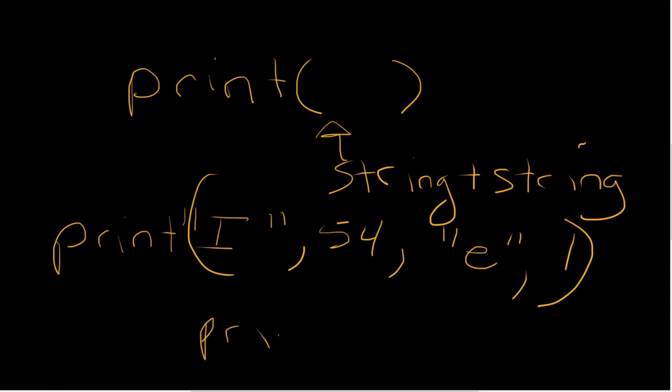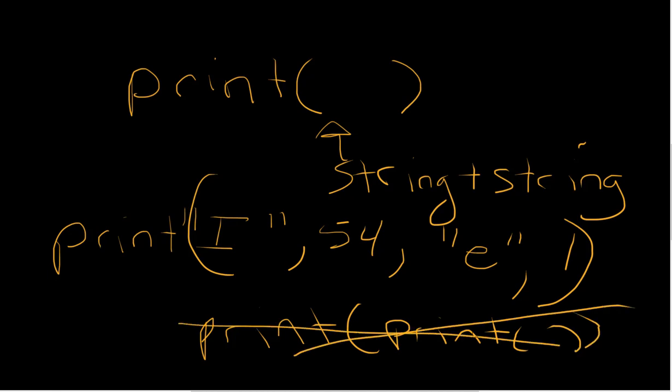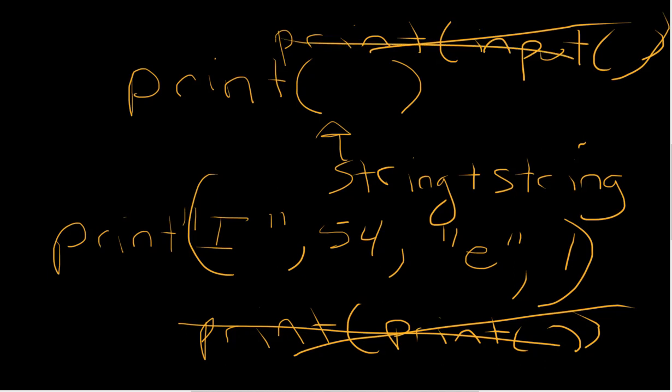So you should never have something like this: print, whatever. No. We also will never have something like printing the input function, right? Like this. Also no. We just print basic data types separated by commas, or we print strings concatenated together, or we can print other function calls if they return a string or a number or a Boolean or a list or some sort of value that we can actually print to the screen.